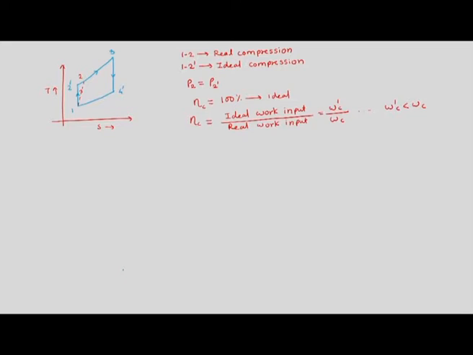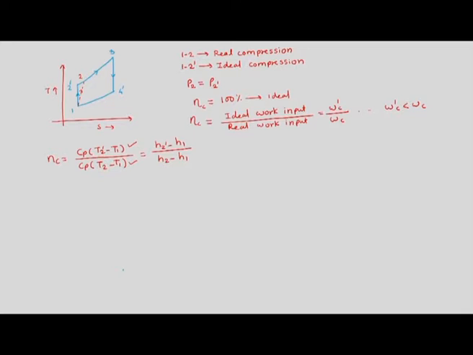In that aspect, the compressor efficiency: we know the work input to the compressor is Cp into (T2 minus T1) for the real work, and the ideal work is Cp into (T2 dash minus T1). So this is the ideal work and this is the real work. We can also write it as (H2 dash minus H1) divided by (H2 minus H1). This is the enthalpy-based formulation for the work.